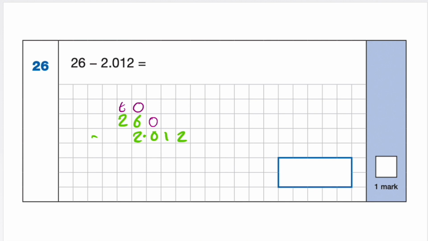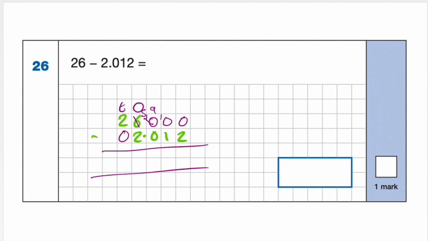Put my placeholders, and I'm ready to start. And again, it's one of these where I'm going to be borrowing a lot from next door. So 0 subtract 2 I can't do, can't look next door, can't look next door again, but this 0 can look next door and knock the 6 down to a 5, giving him a 1. Again, can't look next door, but this 0 can, so he'll knock that down to a 9 and a 1.